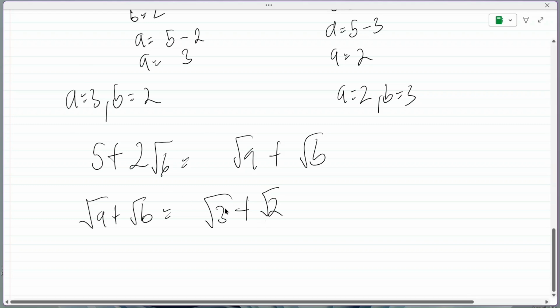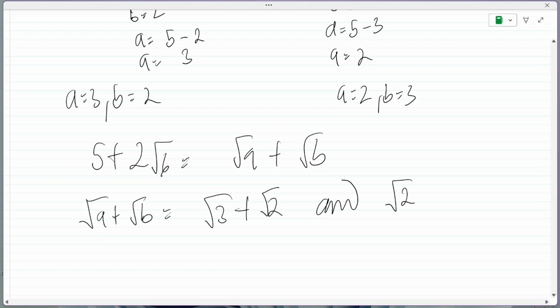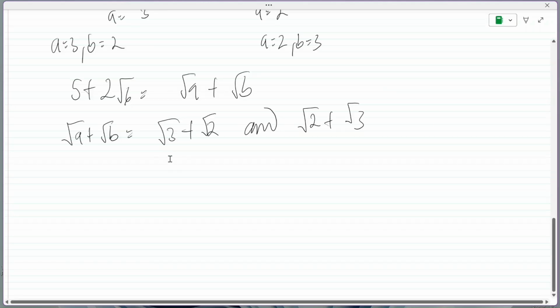That's one of our answers. And on the right, where we have the value of a to be 2, you have square root of 2, using square root of a plus square root of b. Square root of 2 plus our b here is 3, square root of 3. So the answer to this question is root 3 plus root 2 and root 2 plus root 3.